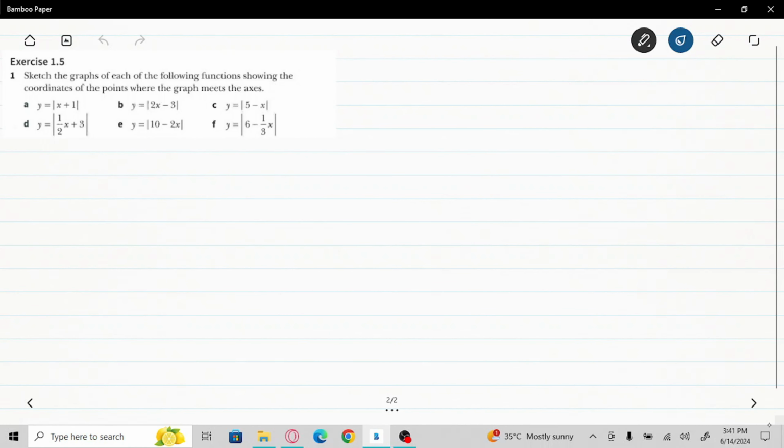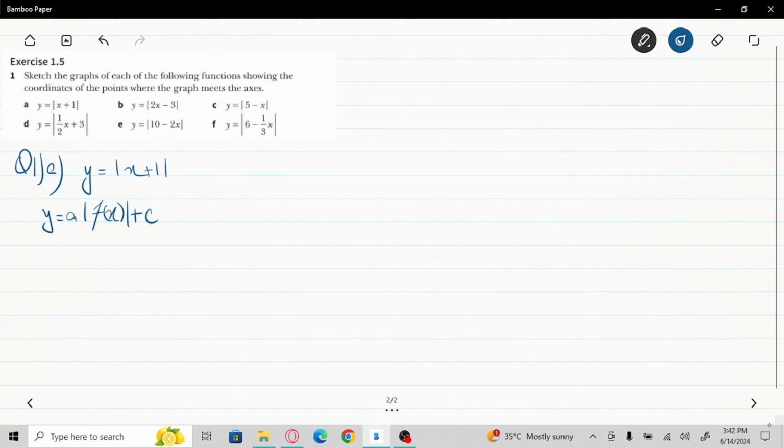Okay. So for question number 1a, we have y equals the modulus of x plus 1. So again, I told you to learn the equation well for the modulus graphs. y equals a, the function of x in a modulus, plus c.